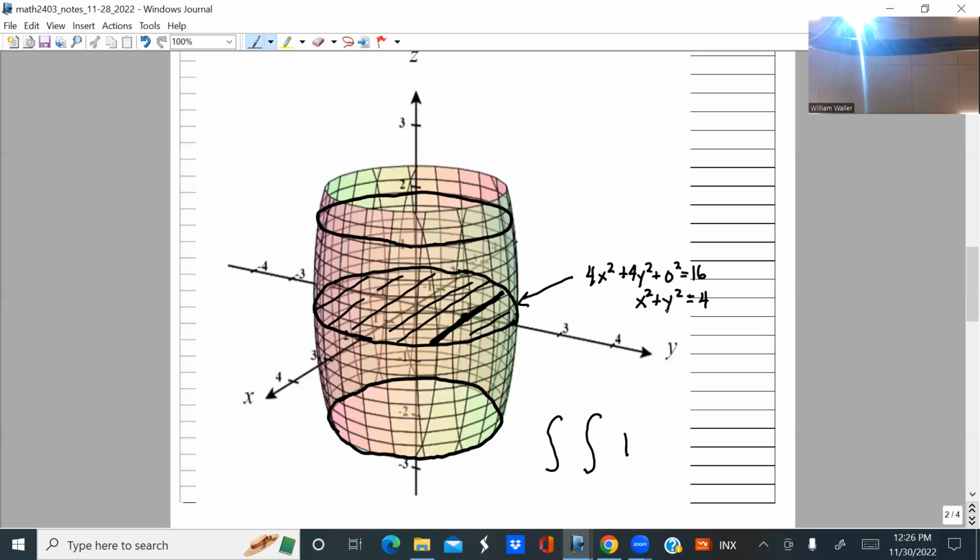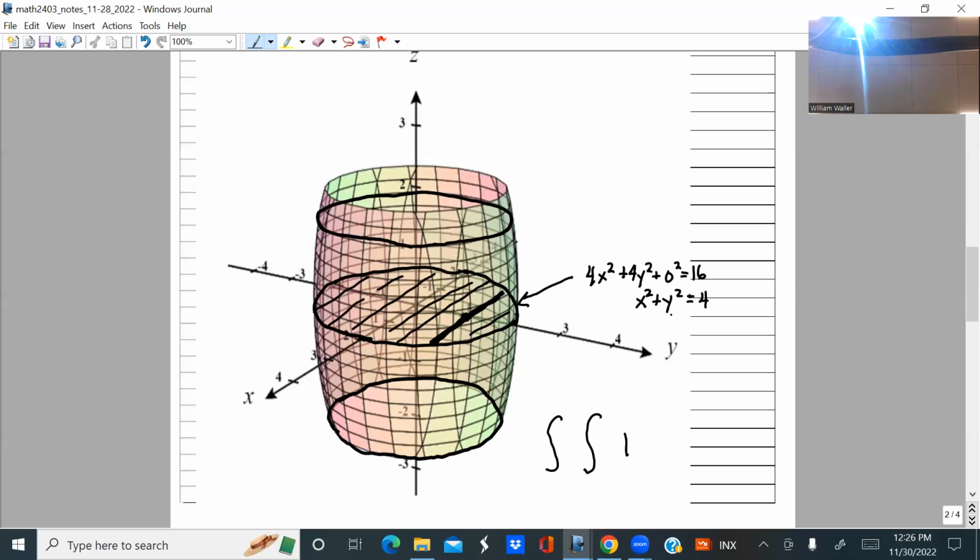Is that equal to y? No, we're fixing the y, right? Okay. And the x is what is going to vary there. Yeah, that's right. Solve the equation for x.